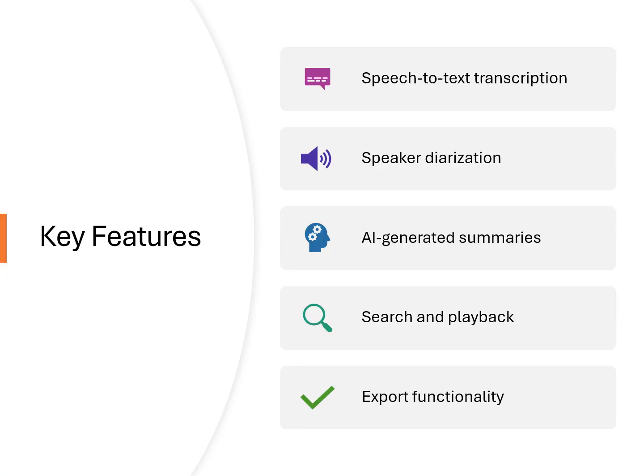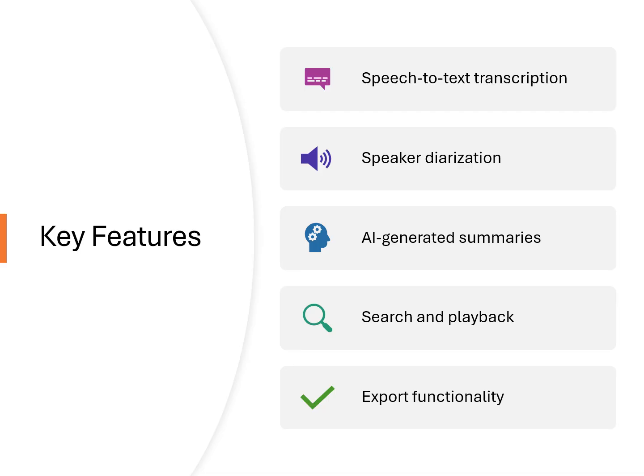For this slide, we're going to talk about the main features of our system. The first feature is speech to text transcription. This converts spoken audio into readable text using AI-powered speech recognition technology. This allows users to quickly generate transcripts from lectures, meetings, or interviews.